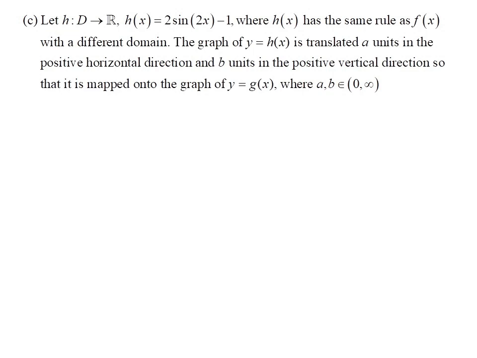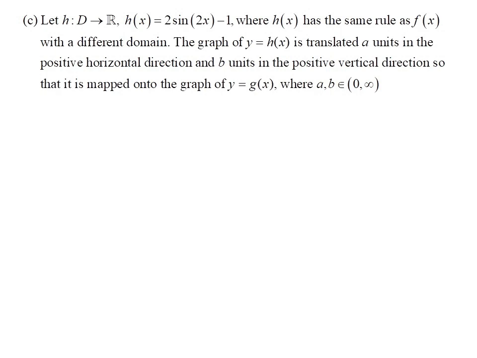In part C of question 6, the function h of x equals 2 times sine of 2x minus 1, where h of x has the same rule as f of x with a different domain. The graph of y equals h of x is translated a units in the positive horizontal direction and b units in the positive vertical direction, so that it is mapped onto the graph of y equals g of x, where both a and b are positive real numbers.